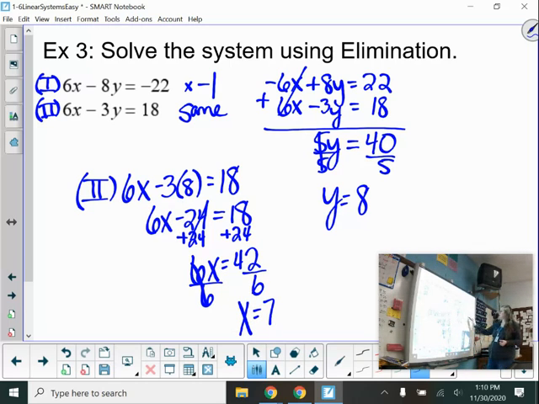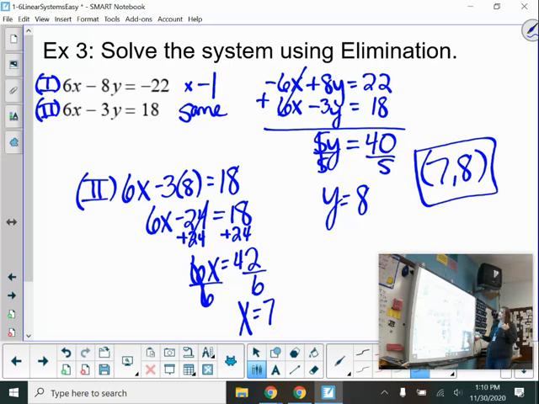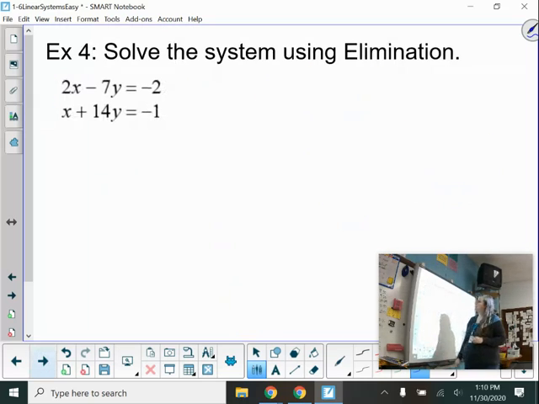So my solution is 7, 8. Again, I list the x first and then the y. So this was elimination when you had to multiply by a negative 1. Sometimes you don't even have that.